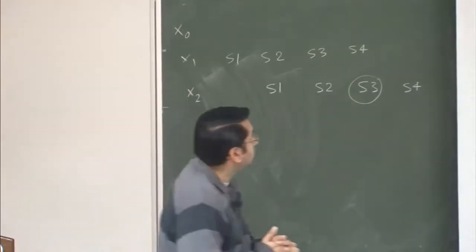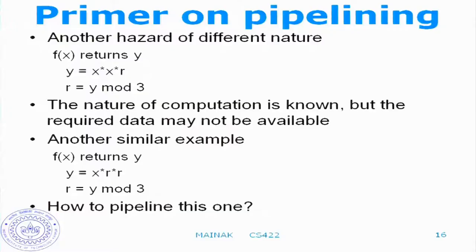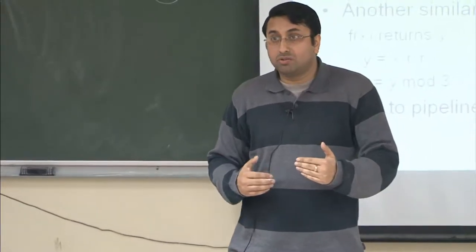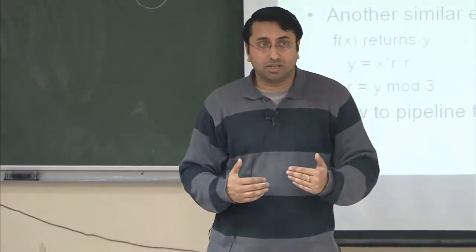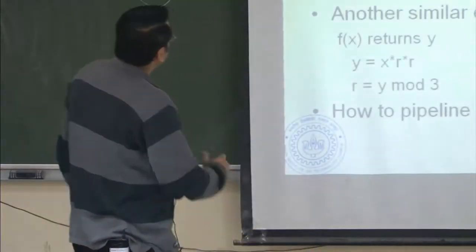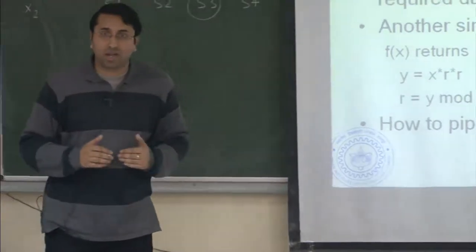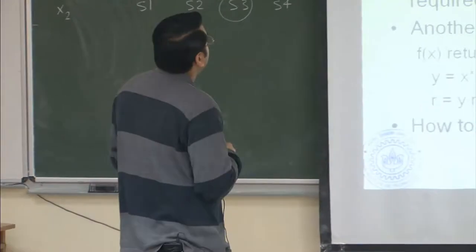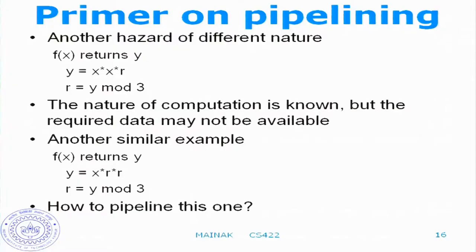Here is another hazard of slightly different nature. In that particular hazard, the problem was that given an X, we did not know what to do with this X, which way to go. And which way to go depends on the computation of the previous X. Here, we know what to do, but we may not have the data ready to do that. Here's a function, define f(x) returns y, where y is x squared times r, and r is y mod 3. So here the nature of computation is known, but the required data may not be available.